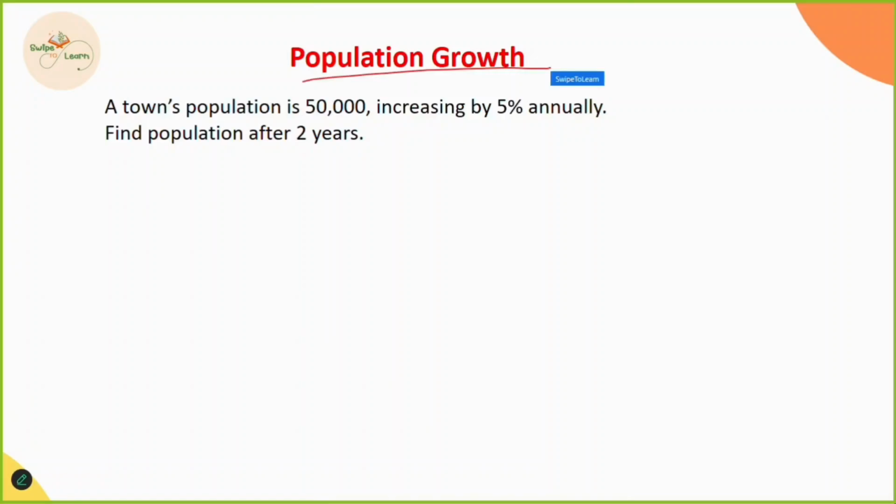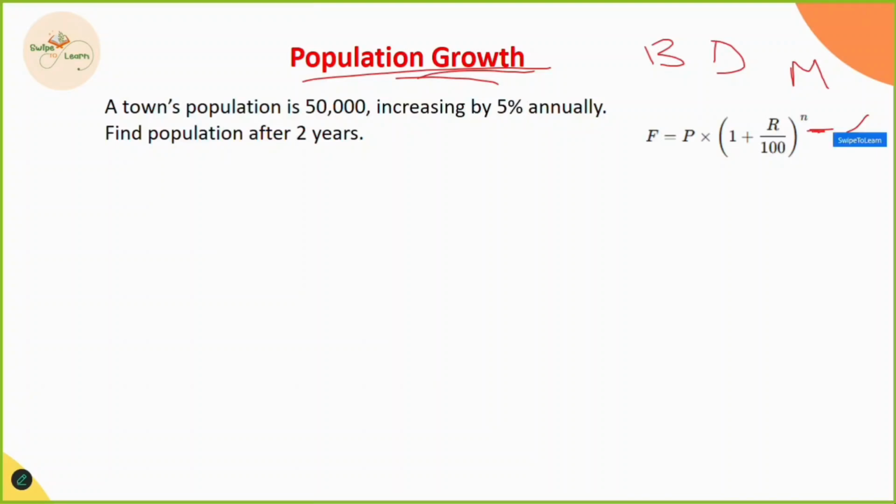Now, population growth. Population keeps changing due to births, deaths, migration, or whatever it might be. It affects cities and towns. Using the population growth formula, we can easily predict the future or the past population also. The formula we use is F equals P into (1 plus R divided by 100) to the power N, where N is the number of times there is an increase or decrease of the percentage, and R is the percentage of increase or decrease.